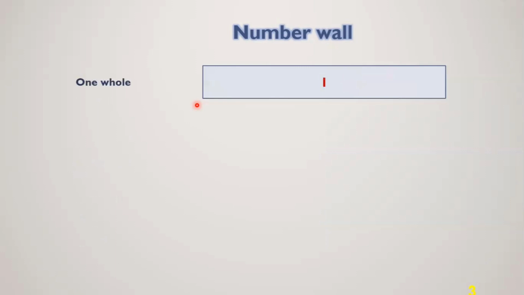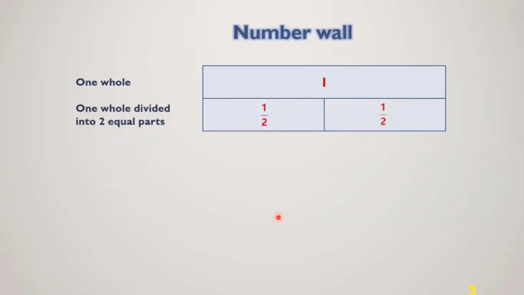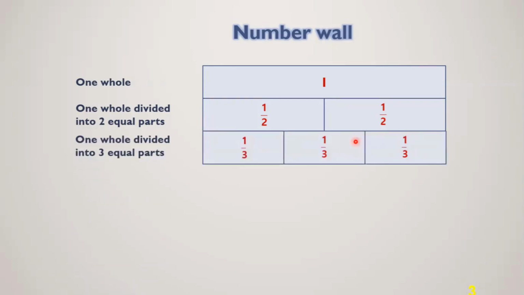So one whole is this one complete rectangle. This one whole, now let us divide into two parts. So if you divide this into two parts, you get the same. So we can see that one whole is definitely greater than half. Again, we divide the same rectangle into three equal parts. So we can see that this one whole is equivalent to 1/3, 1/3, 1/3.